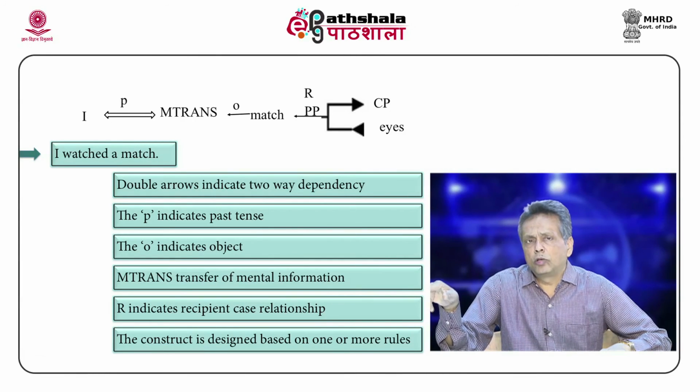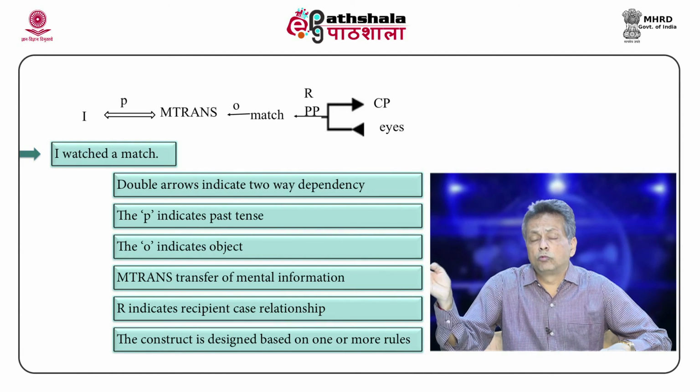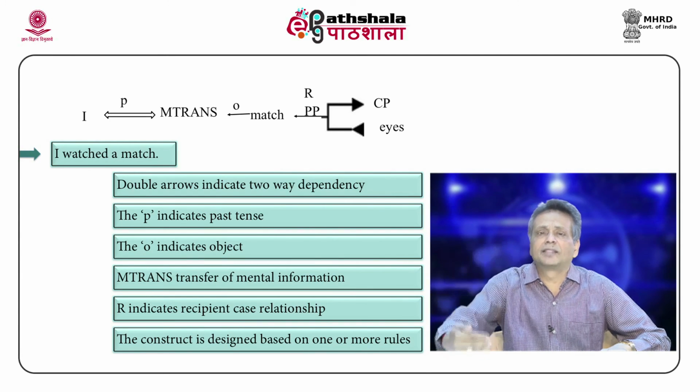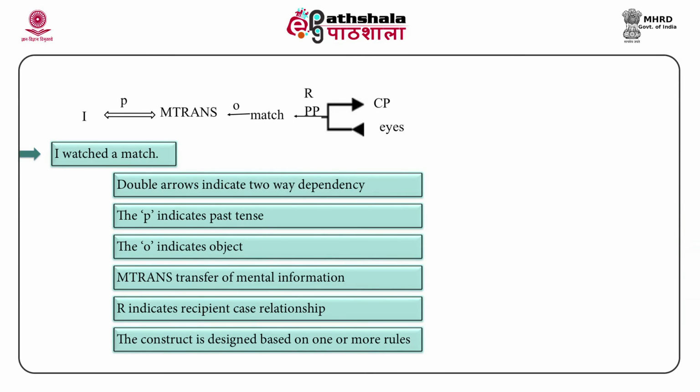Then you have an object. What is the object for MTRANS? Match. And then there is a recipient case relationship, where the information is coming from eyes and going to CP. When I am watching a match, that information is going inside my mind. So, that is what is done.